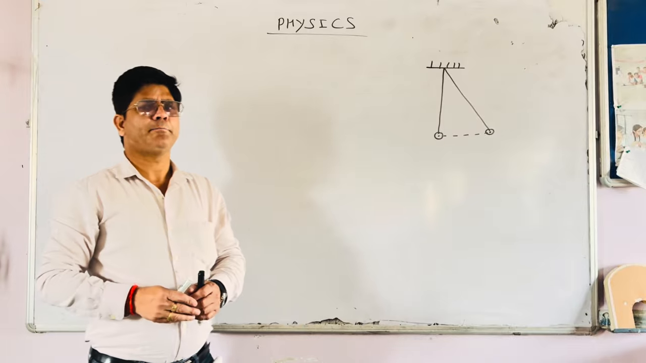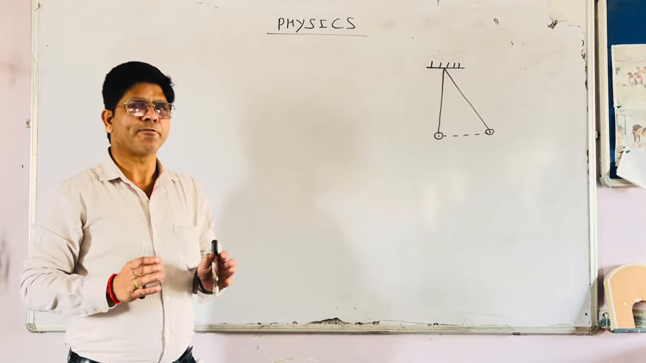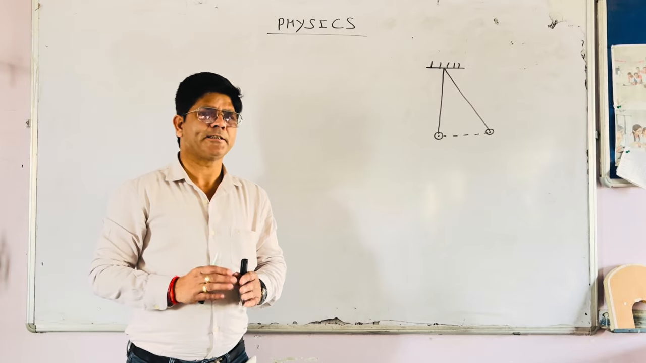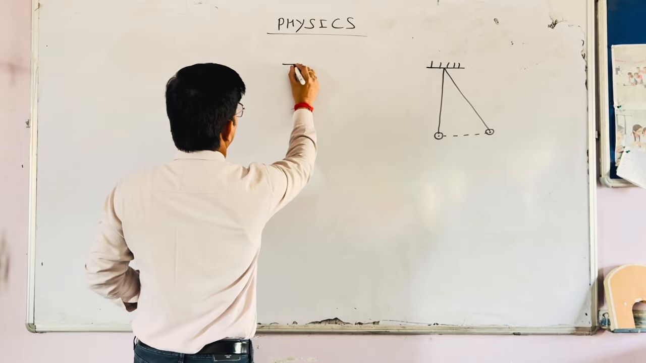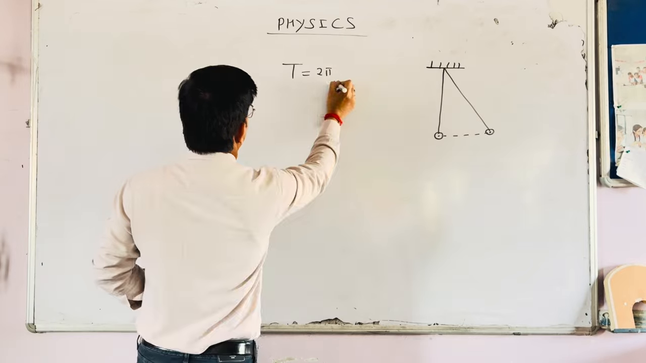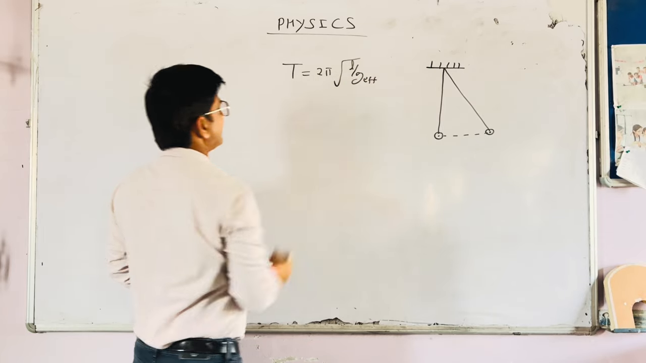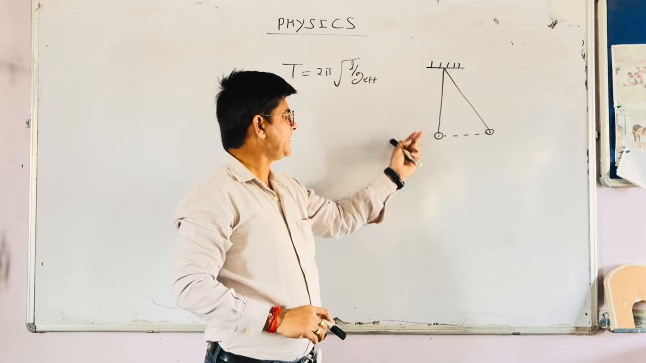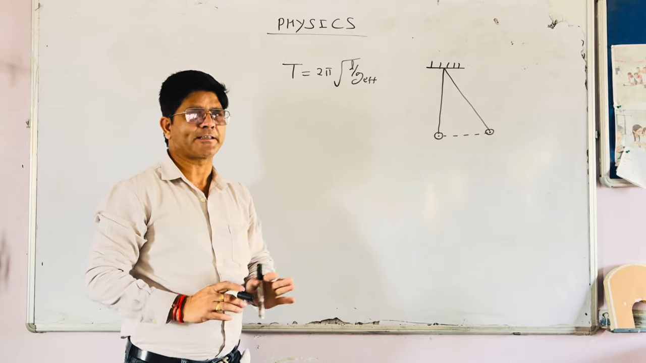According to the basics of that class, we already know what a simple pendulum is and what its time period is. How can we calculate the time period of a simple pendulum? The formula is T equals 2 pi under root L upon G effective, where small l is the length of the thread plus the radius of the bob, and G effective is the acceleration due to gravity.